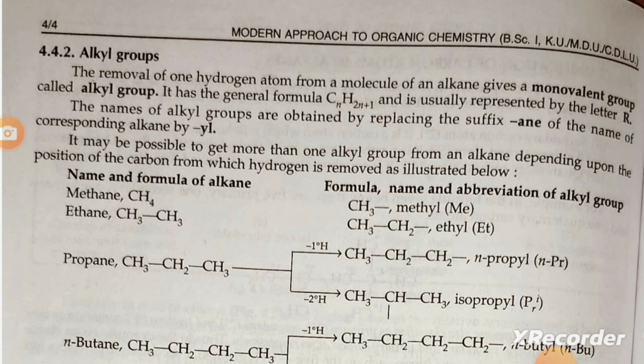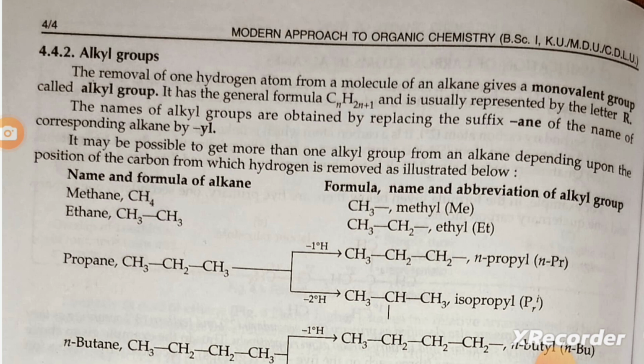Alkyl groups. The removal of one hydrogen atom from a molecule of an alkane gives a monovalent group called an alkyl group. It has the general formula CnH2n+1 and is usually represented by the letter R. The names of alkyl groups are obtained by replacing the suffix "ane" of the name of the corresponding alkane by "yl". It may be possible to get more than one alkyl group from an alkane depending upon the position of the carbon from which hydrogen is removed, as illustrated below.